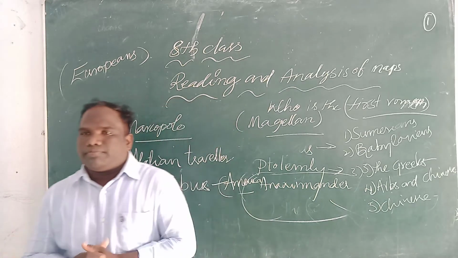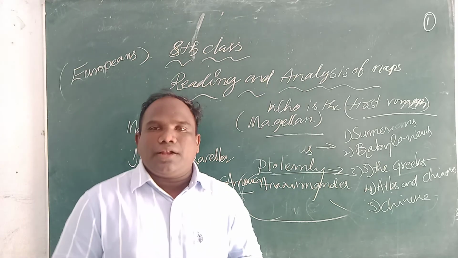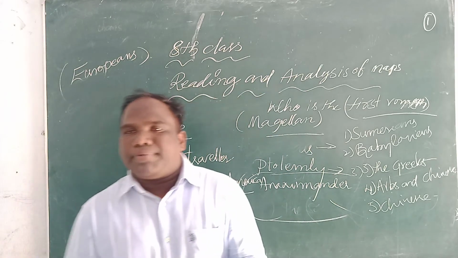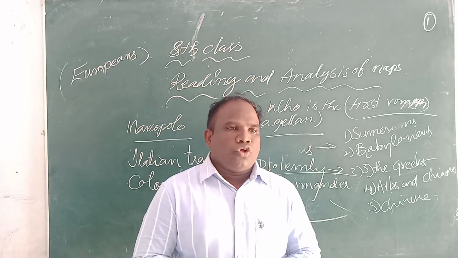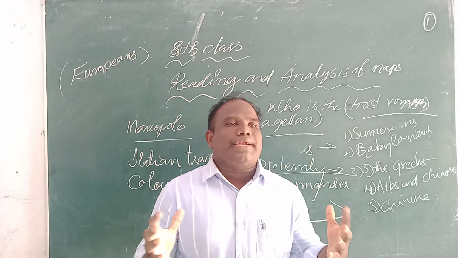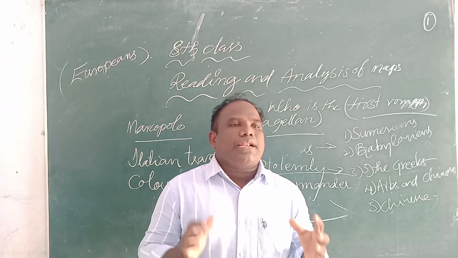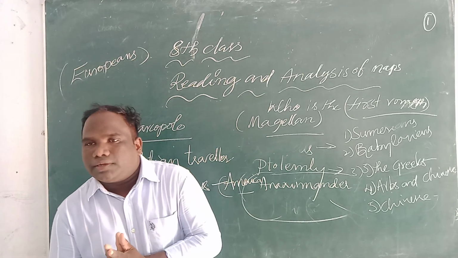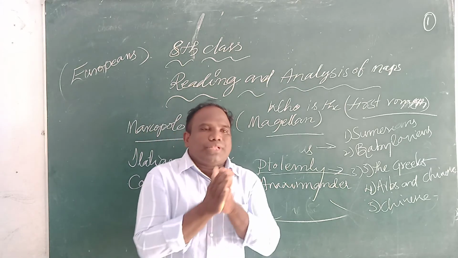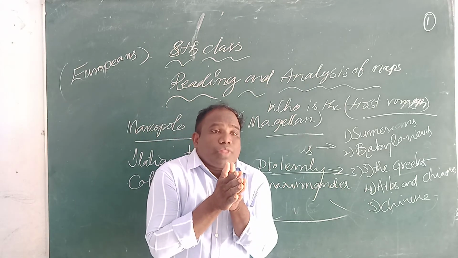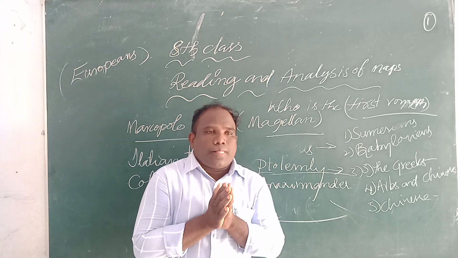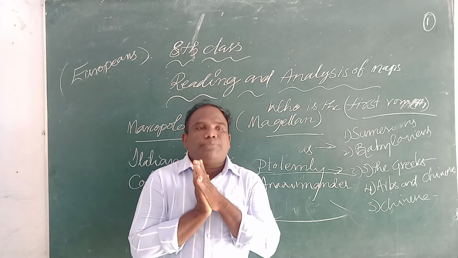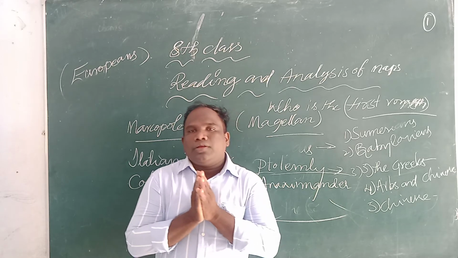What is a map? A map is a pictorial representation of the earth. Who used the map? Geographers. Who are geographers? Those who have studied the physical features of earth, they are called geographers.